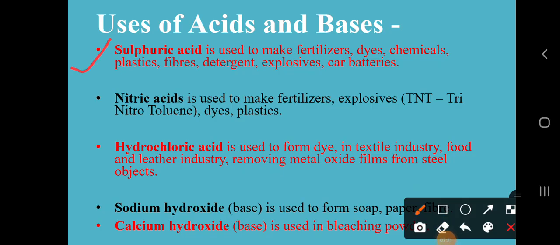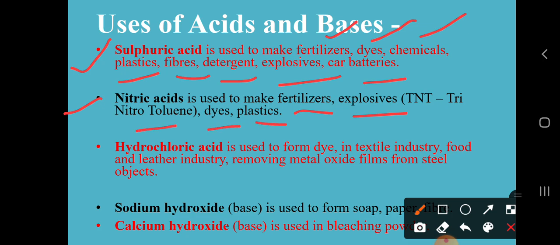So where are we using sulfuric acid? Sulfuric acid is used to make fertilizers, which we use for better crop production and a better yield. It is also used for dyes, chemicals, plastics, fibers, detergents, explosives and batteries. So sulfuric acid is nothing but a strong inorganic acid. Next, nitric acid is used to make another type of fertilizer, the explosive trinitrotoluene, that is TNT, dyes and plastics.